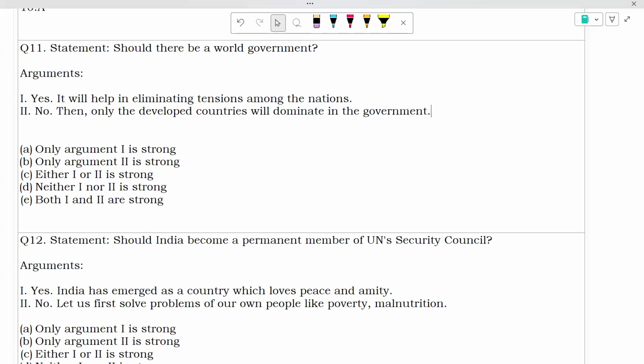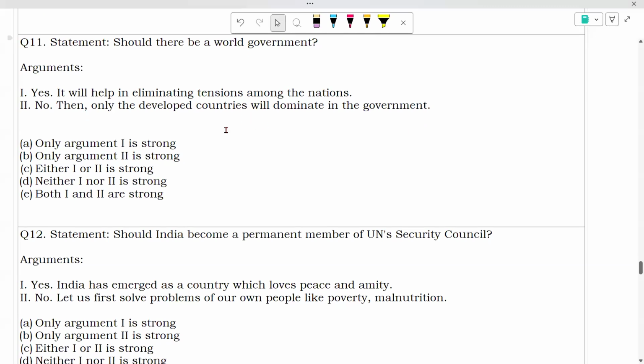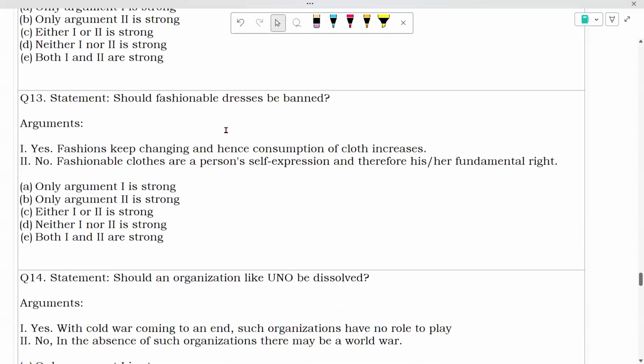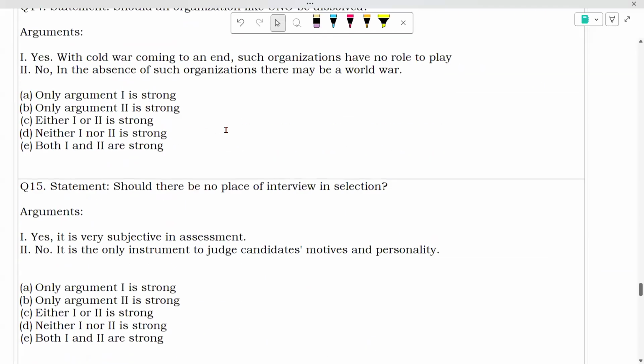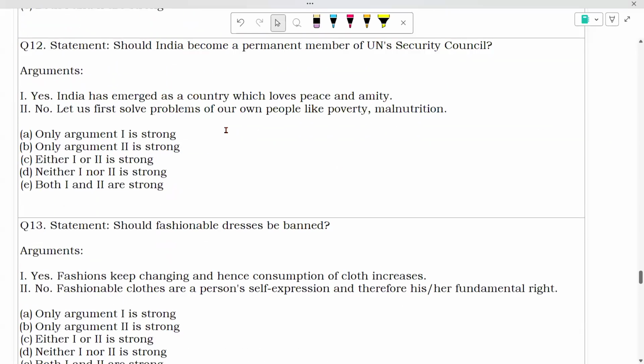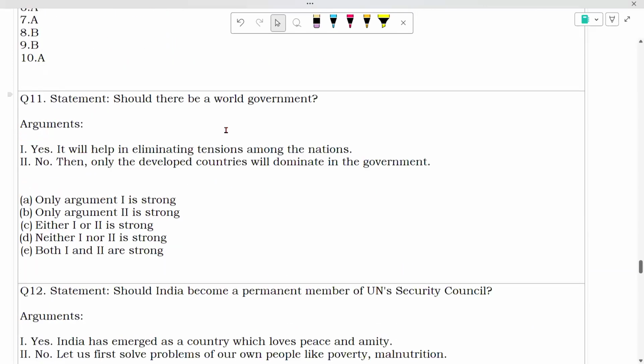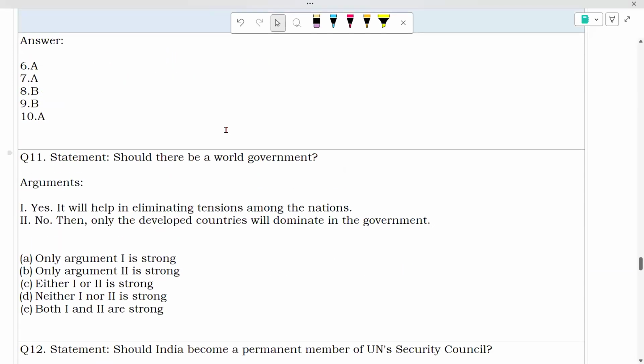And tell me about the first one. Both are strong. Okay, so let me see what answer is given for 11. They have given answer B: only 2 is strong. It will help in eliminating tension among the nations. The world government will help.